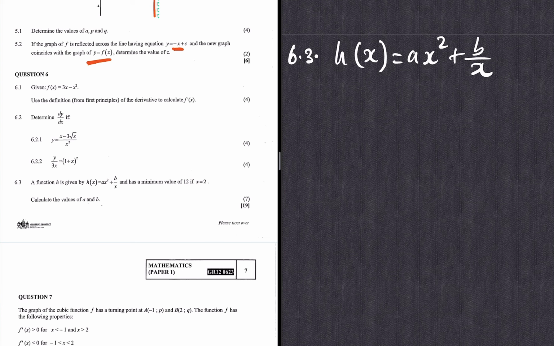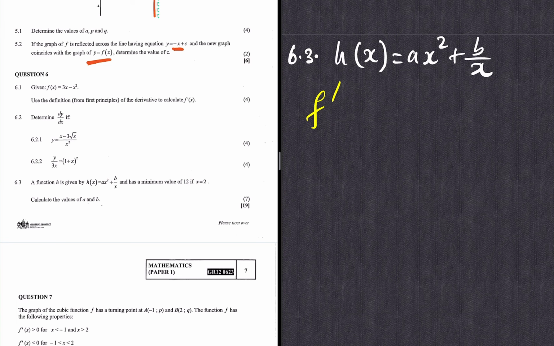It has a minimum value of 12 if x is 2. So what they are doing is that at the first derivative, it's a minimum.